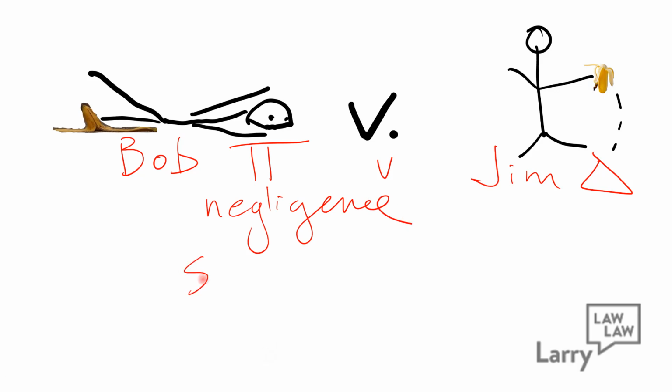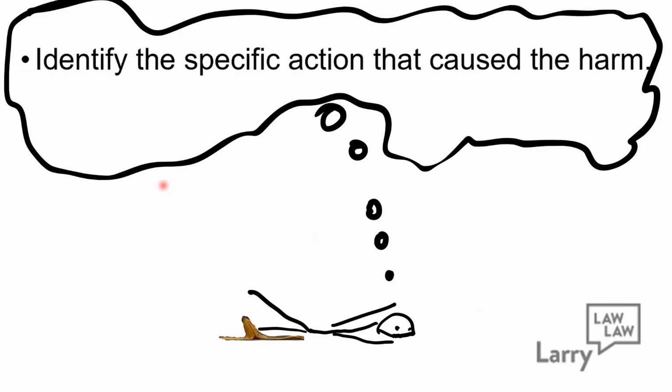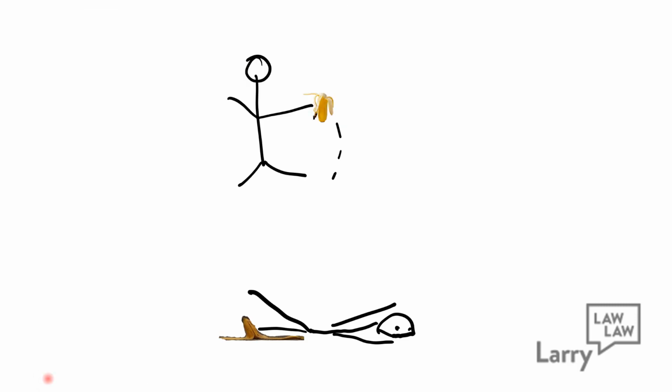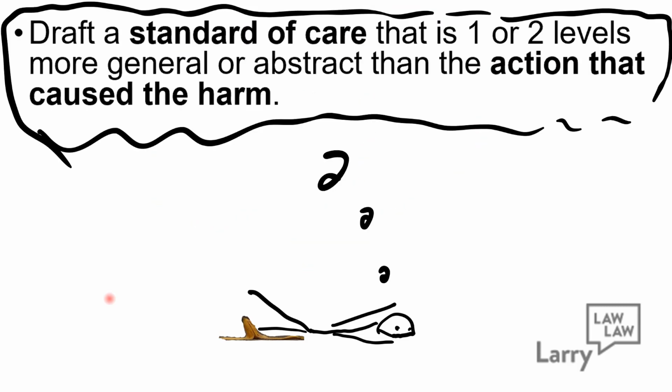So what should the standard of care look like as drafted by Bob? First tip is to identify the specific action that caused the harm. Here, the specific action is Jim, the jackass, dropping the banana peel. Easy enough. The next tip is to draft a standard of care that is 1 or 2 levels more general or abstract than the action that caused the harm. This is a little trickier. So I want to try to show you what it looks like when you're too general and too specific. Let's start with too specific.